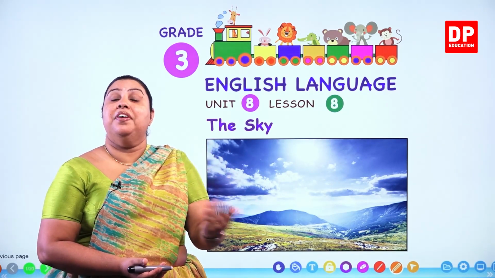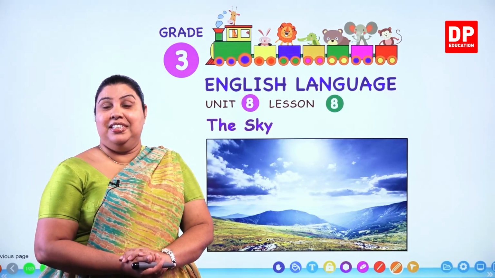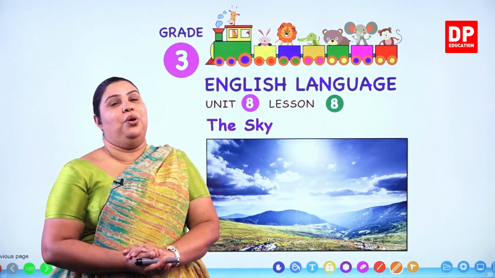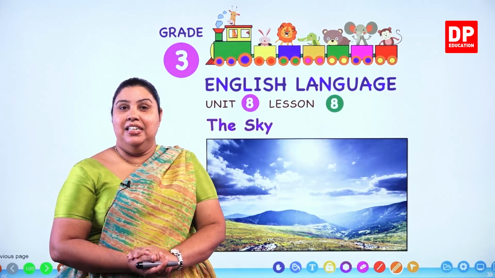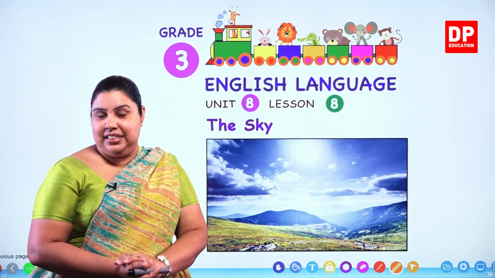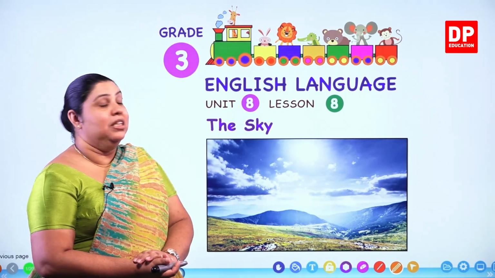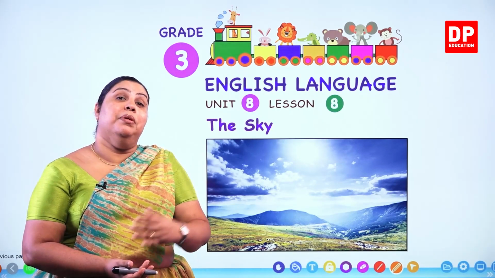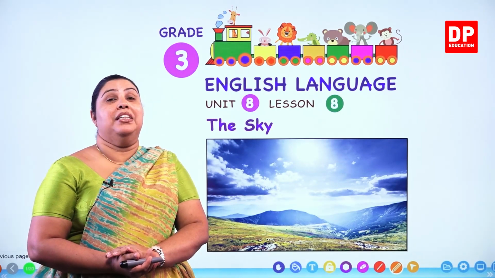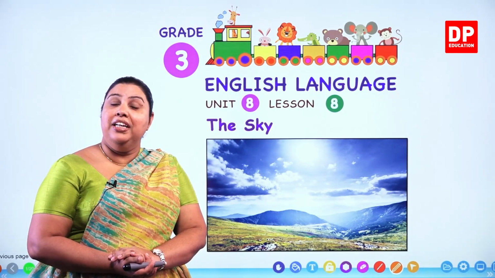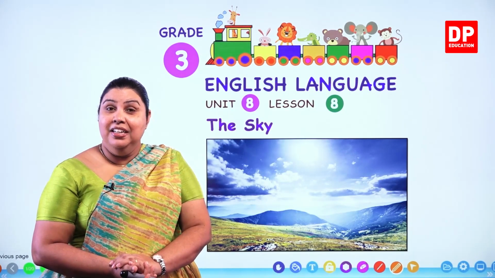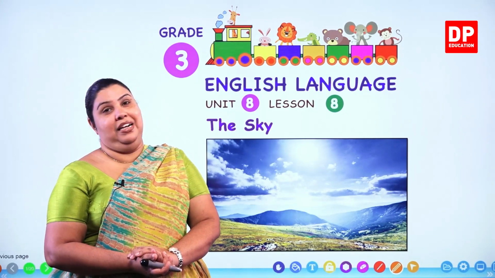Then lesson number 5, fun with leaves. Can you remember? We saw different types of leaves. And in lesson number 6, we spoke about the morning, the beautiful morning, the things we do in a beautiful morning. Lesson number 7, we spoke about the sun.